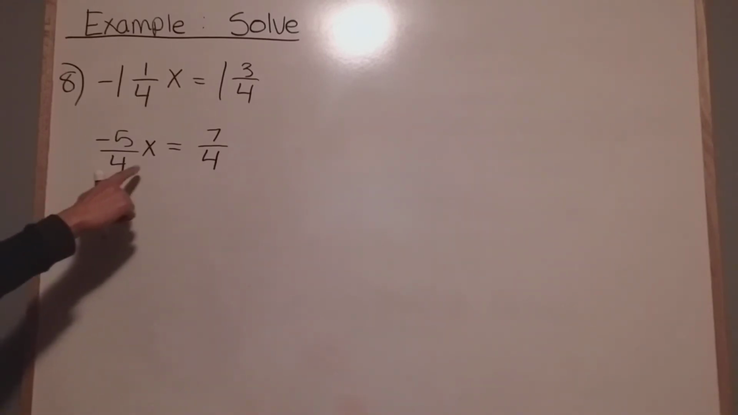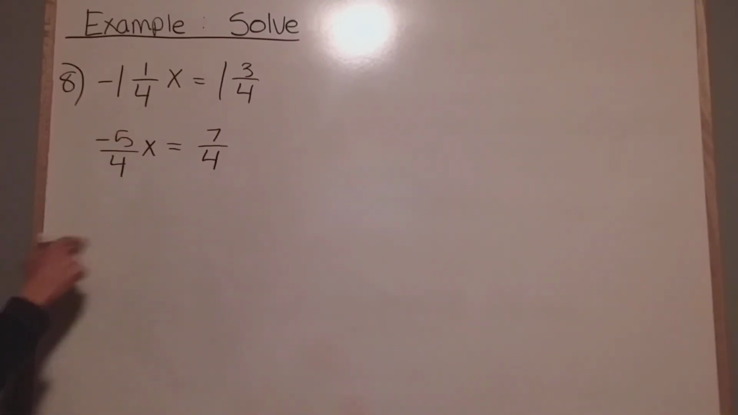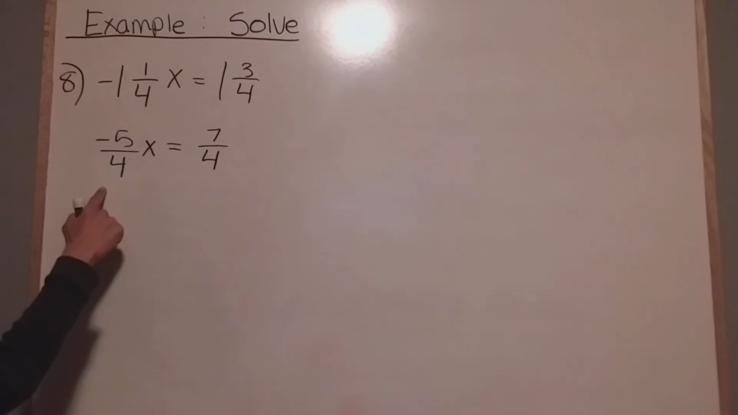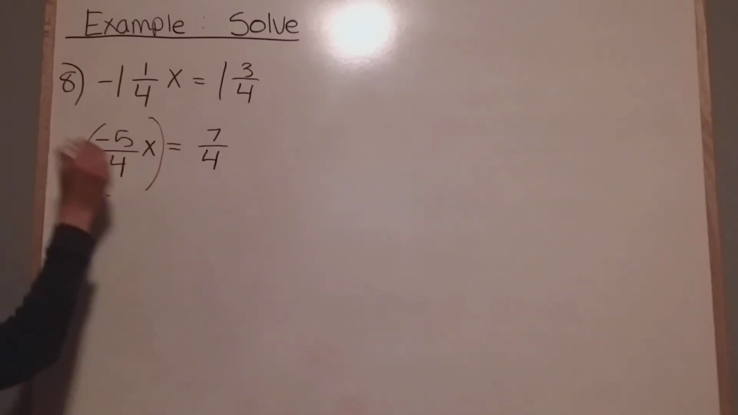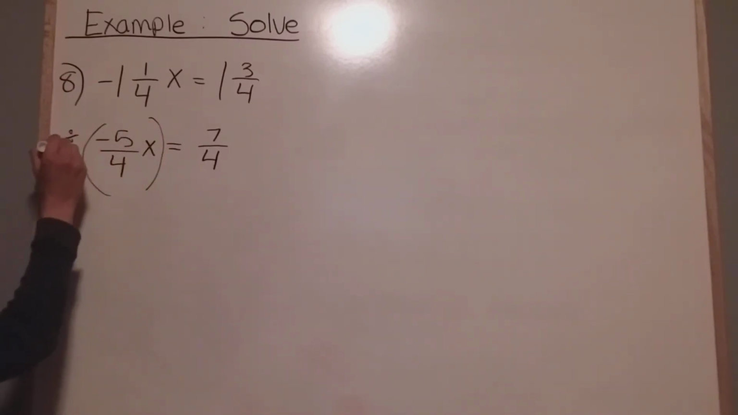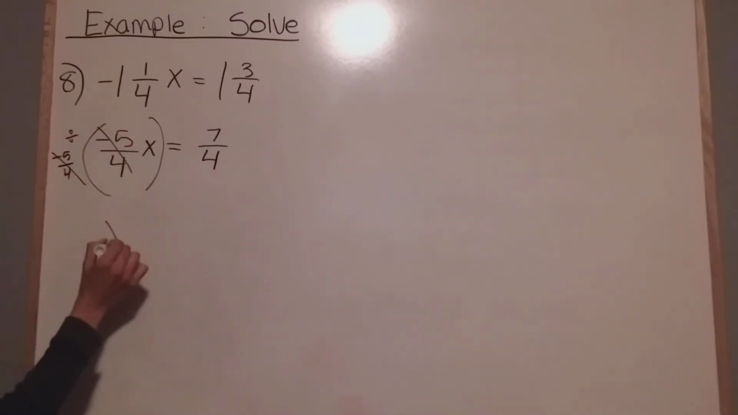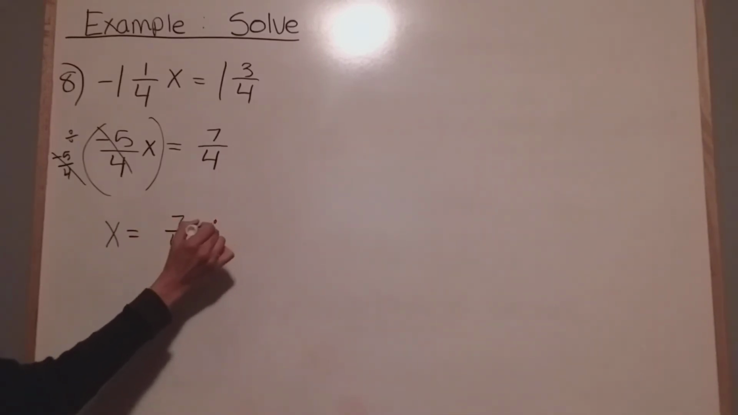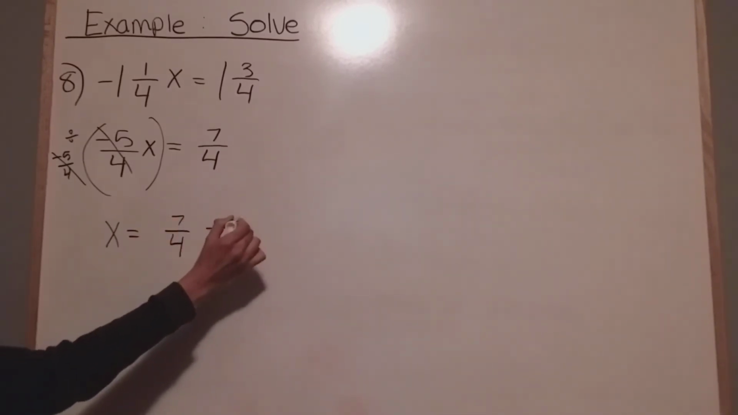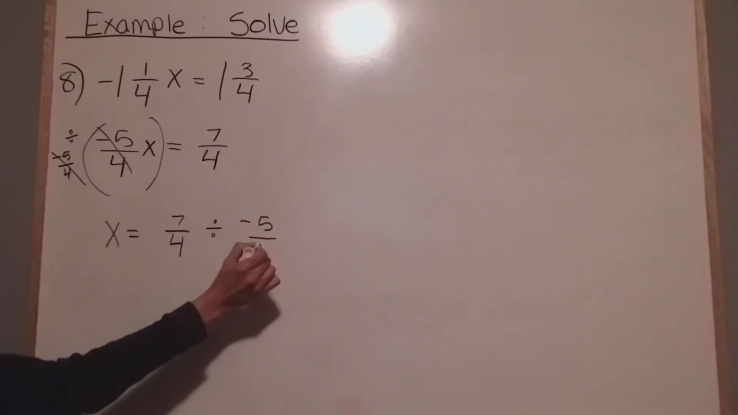Now I look at the side of my variable. I want to get rid of that fraction. So in order to get rid of this fraction, because that's your coefficient, you're going to divide. So I divide this side. Whole side is being divided by negative 5 over 4, because I'll cancel this out. So my x is going to be equal to 7 over 4 divided by negative 5 over 4.